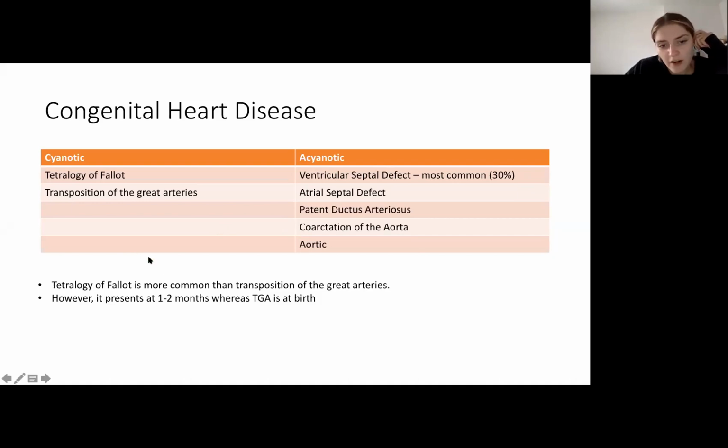So tetralogy of Fallot is more common than transposition of the great arteries. However, it presents a little bit later, whereas this is always at birth. So I'm going to go through what they both are. These things you need to be familiar with for your exams, but they aren't emergencies. And these kids often go about normal life until they get a little bit older, sometimes forever. Like 1 in 4 people have a VSD or something. So I wouldn't be too concerned about those kids.